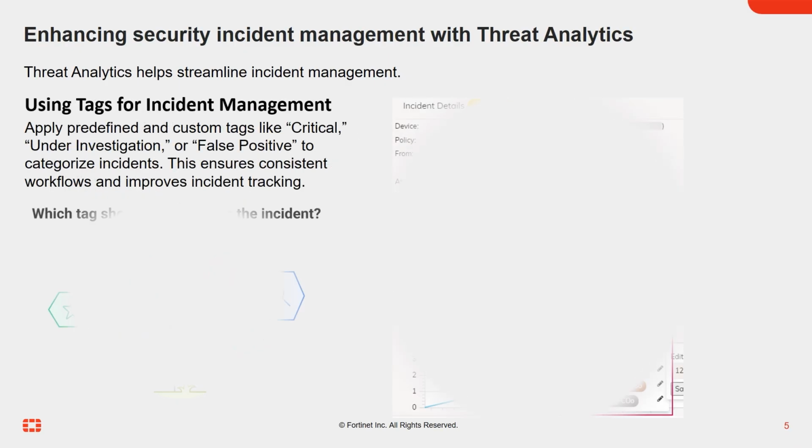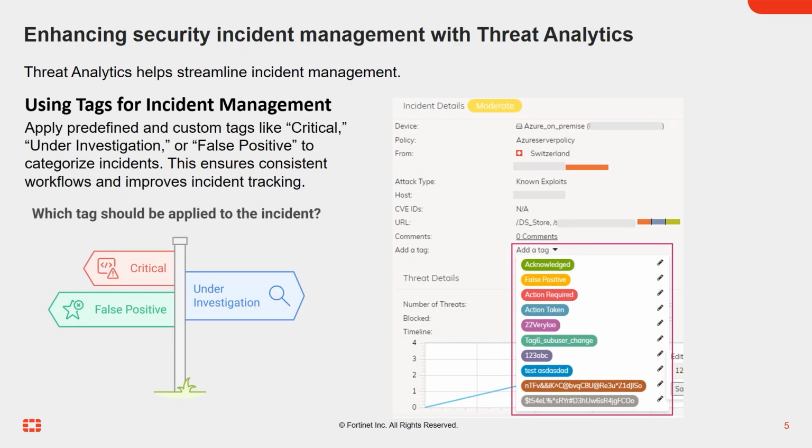You can organize incidents by applying predefined or custom tags like critical, under investigation, or false positive to keep workflows consistent and improve tracking. For example, if a known malicious IP is launching an active SQL injection attack, you can tag the incident as critical to prioritize response.